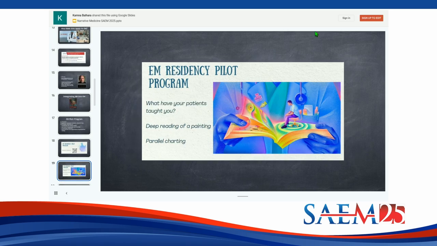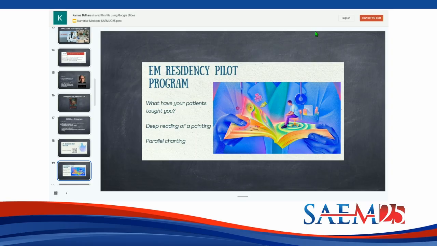We also use prompts like this, like what have your patients taught you, to try to bring them to the center of their interaction as their educators and shift that power differential a little bit. We've done things like deep reading of a painting. This is a painting that we use, and every time I use it, I get a new perspective from a resident, which is insanely cool.